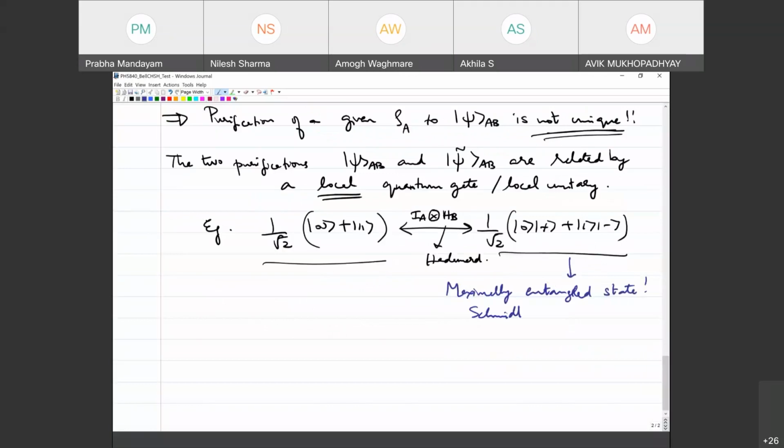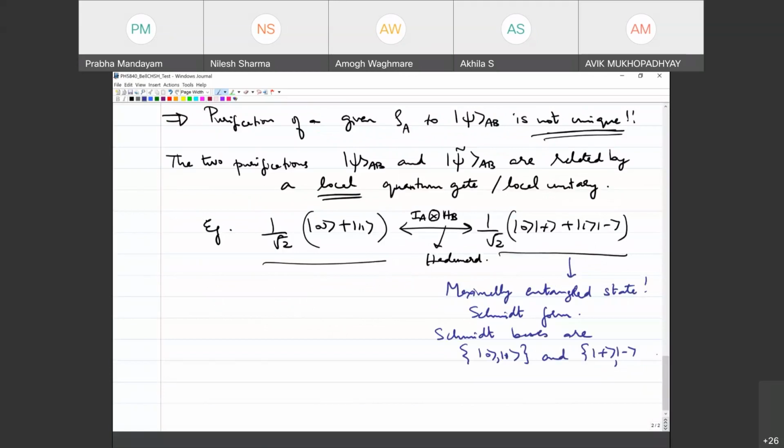It is just that the two Schmidt bases are 0, 1 on A and plus, minus on B.